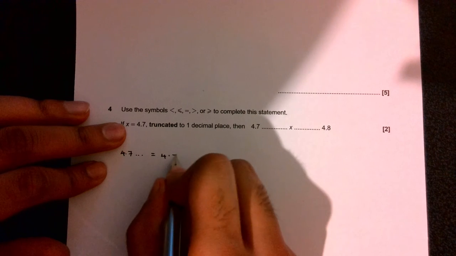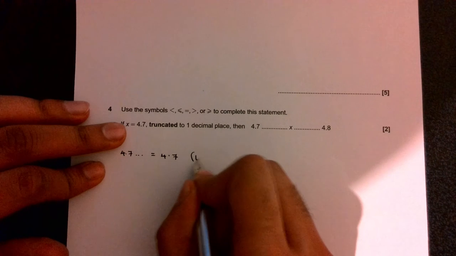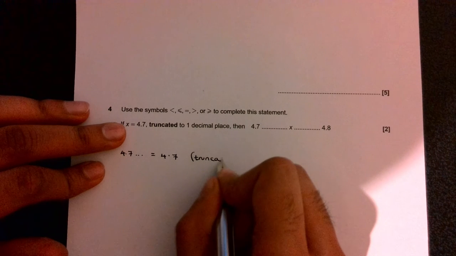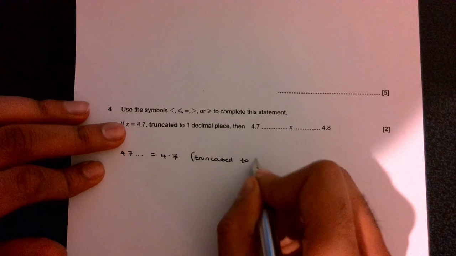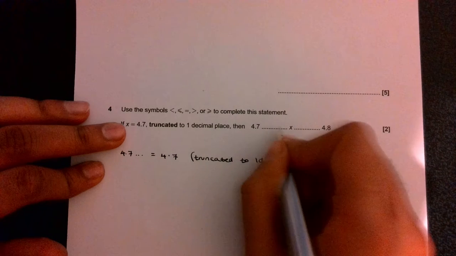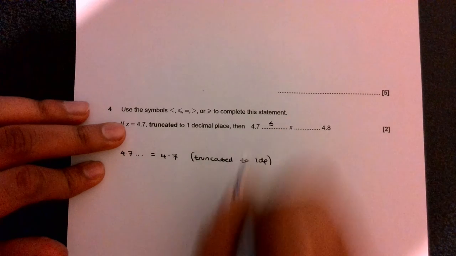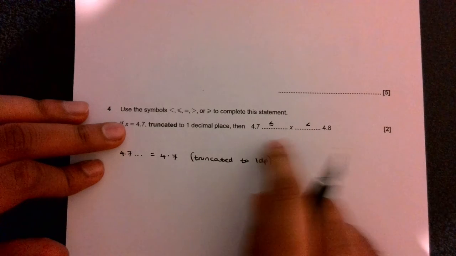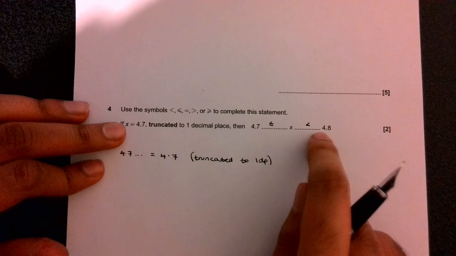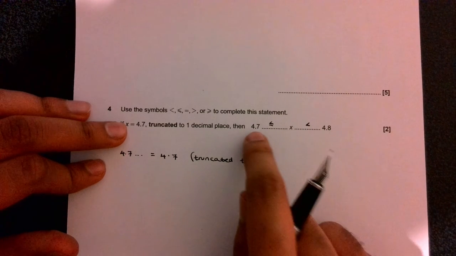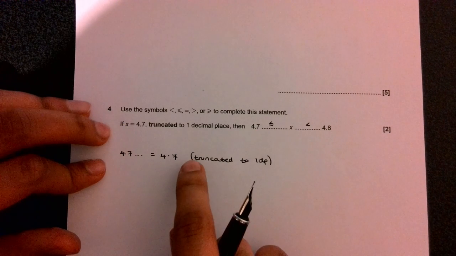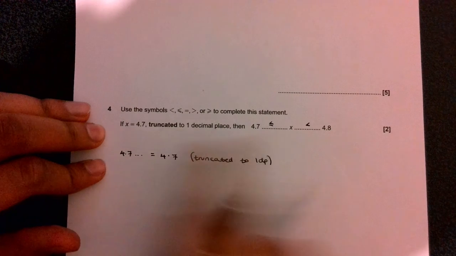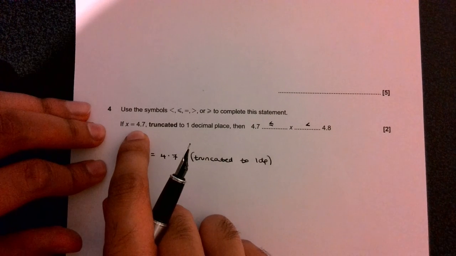So 4.7 etc. is equal to 4.7 truncated to 1 decimal place. So x can either be 4.7 or anything that's less than 4.8. So as long as x is in between 4.7 and 4.8, including the 4.7, then once we truncate x to 1 decimal place, of course we'd get 4.7.